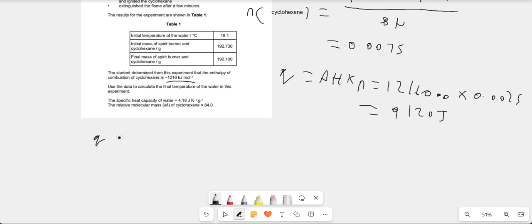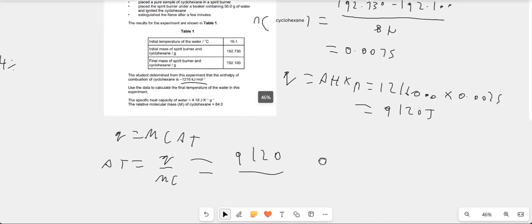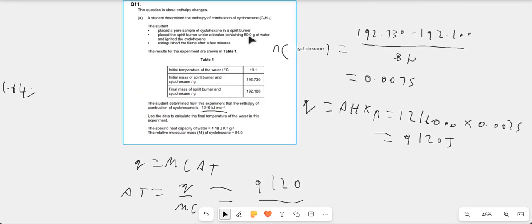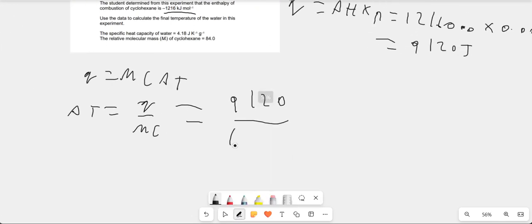So Q equals mc delta T, and then delta T is gonna equal Q over mc. Therefore I'm gonna do 9120 over the mass of water, which is 50 grams of water, so 50 times c, which is 4.18. Do that and you're gonna get 43.6. And that's delta T, so 43.6.